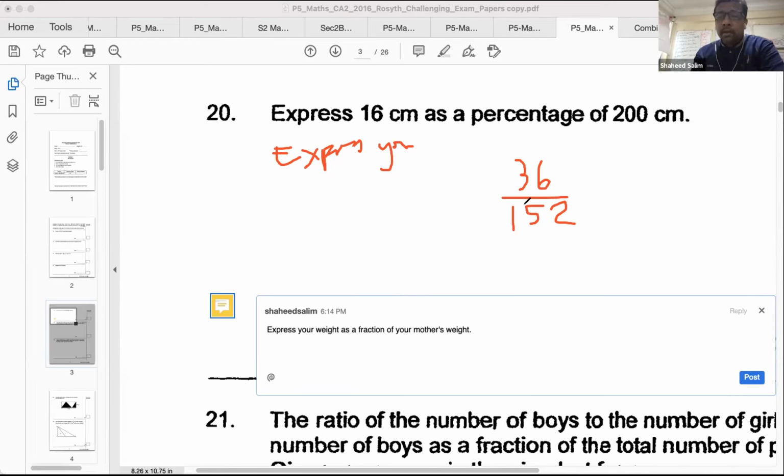So this is what we mean: express your weight as a fraction of your mother's weight. Okay, another way of writing. You must know this maths language, okay?